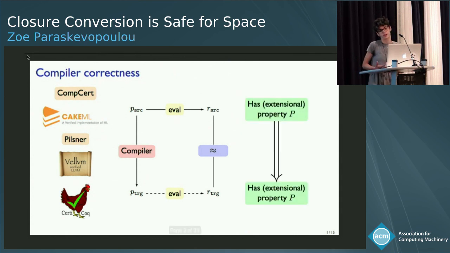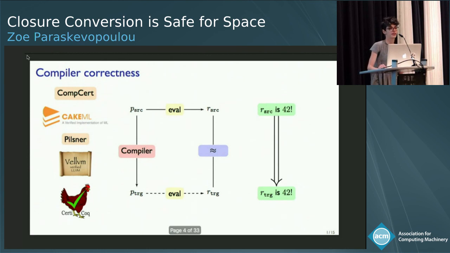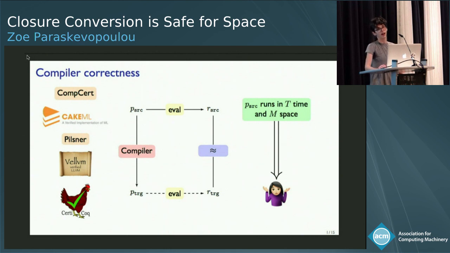So if we know that our source program has some extensional property P, then we can guarantee that our compiled program will also have this extensional property P. And by extensional, I mean properties that refer to the result of the computation. For instance, if our source computes 42 factorial, then our target will compute 42 factorial. Oftentimes, though, programmers reason about intensional properties of programs, such as running time and space. And in such cases, formally verified compilers, at least in the standard sense, have no way of guaranteeing this result for the target program.